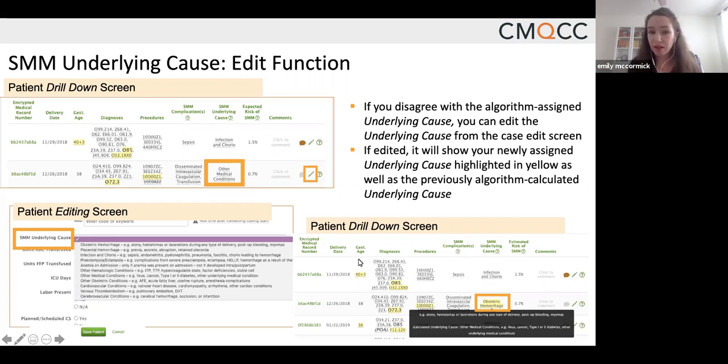If you have feedback on this underlying cause algorithm, please let us know. We'll be watching to see as things are edited, but if you have specific questions, please don't hesitate to reach out to us.